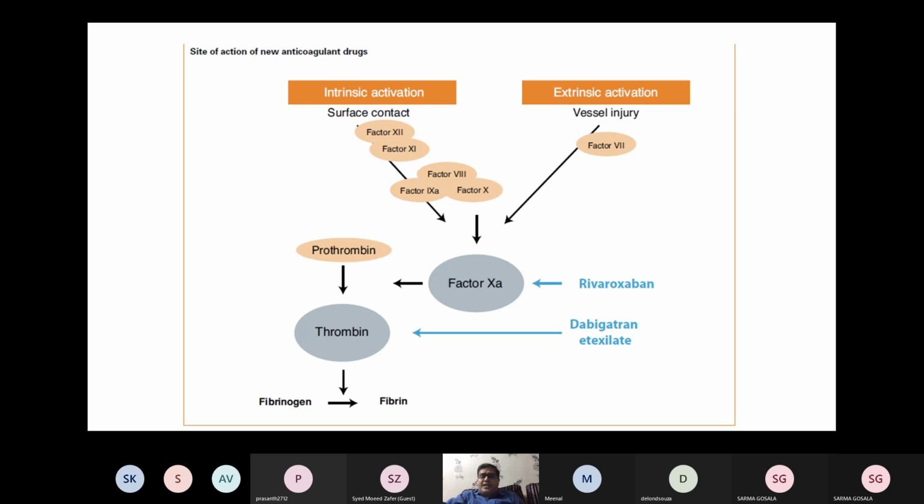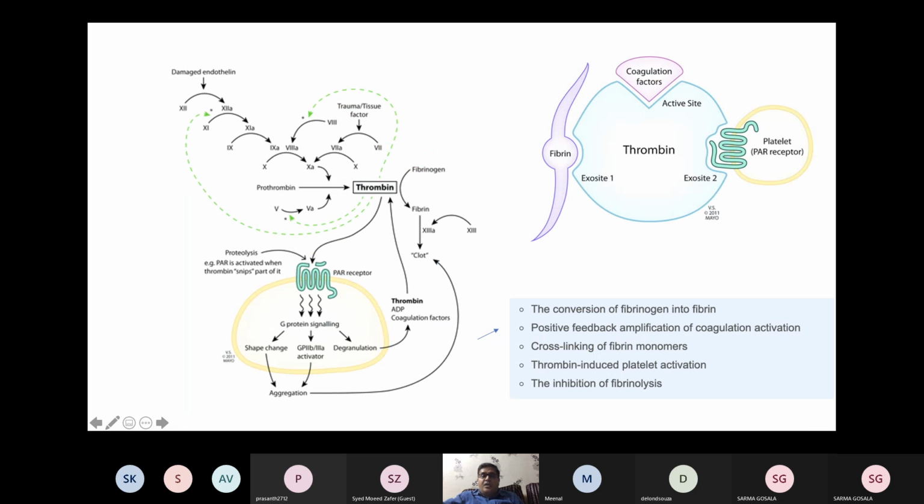So, whereas dabigatran etexilate acts directly on thrombin, rivaroxaban and other NOACs act on factor Xa. Thrombin is very important, not just in terms of converting fibrinogen to fibrin. It also has an effect on platelet aggregation, further enhancing it. So when you look at the effects of dabigatran, it's not just the effect on thrombin per se. It acts on thrombin, which in turn is responsible for conversion of fibrinogen to fibrin.